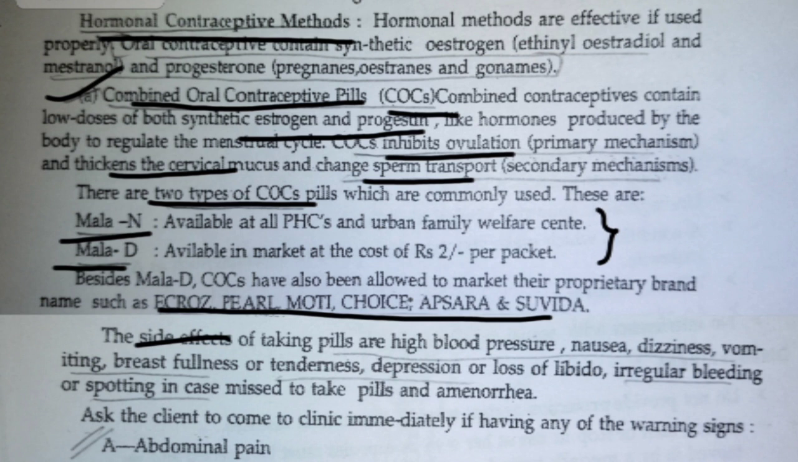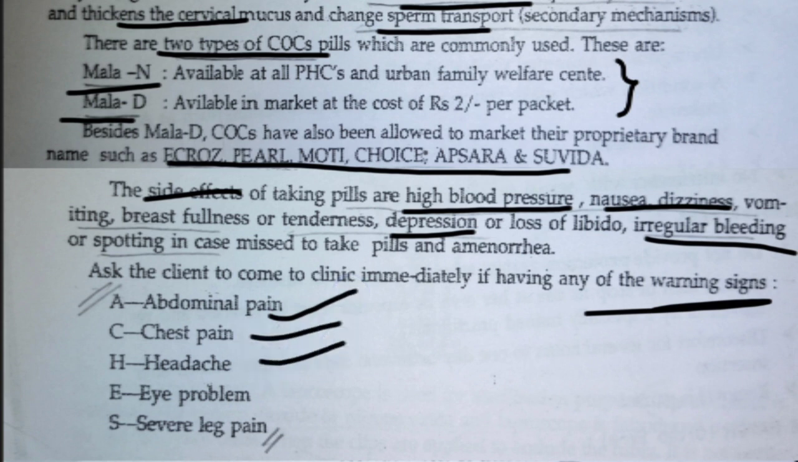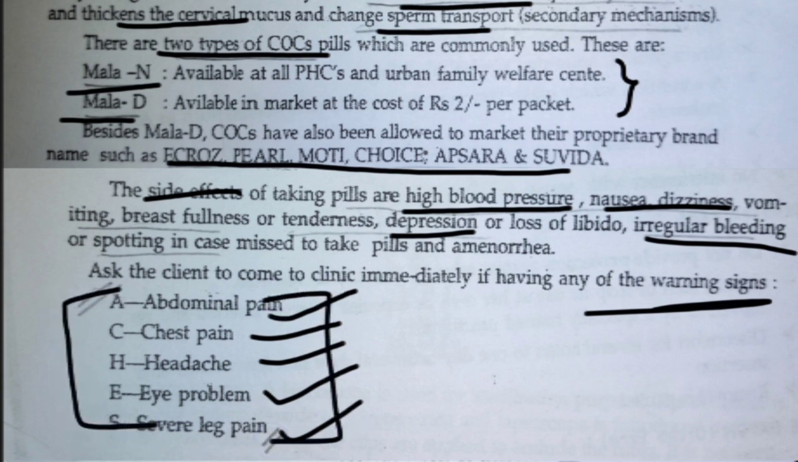What are the side effects of these pills? First, it can increase blood pressure, and cause nausea, vomiting, dizziness, and in some patients, not very rarely, depression is seen, and irregular bleeding is also seen. If you find any kind of side effects, you need to visit the doctor. And mainly, if you see any of these warning signs, you need to visit the doctor immediately. First is abdominal pain, chest pain, headache, eye problems and severe leg pain. If you see these symptoms, immediately visit the clinic nearby.